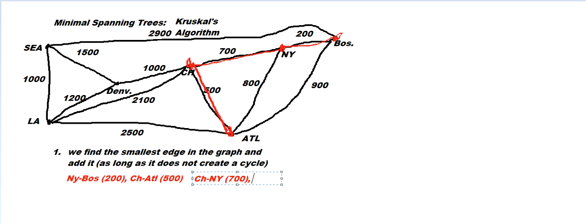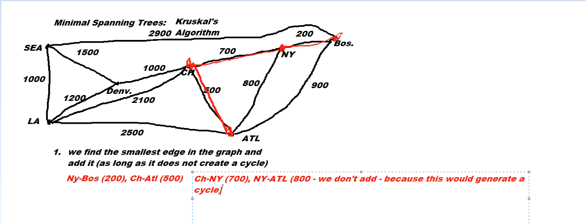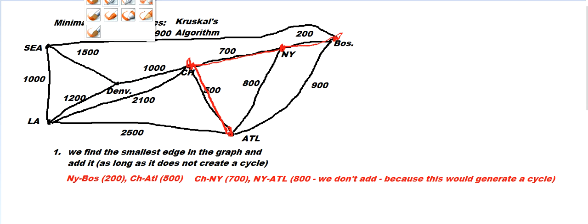Looks like New York to ATL is 800. That's the next smallest. But we don't add it, maybe you see why, because this would generate a cycle. If we added New York to ATL, that's the next smallest, but we don't add that because it would create this cycle. It doesn't lead anywhere new if we add that.